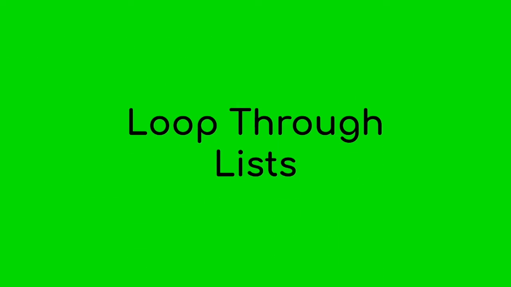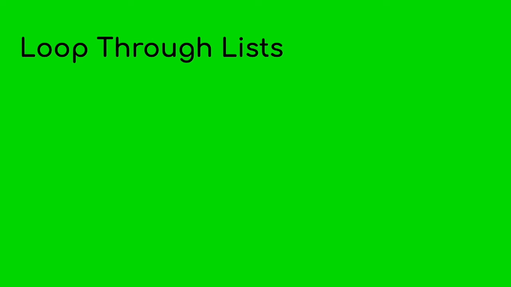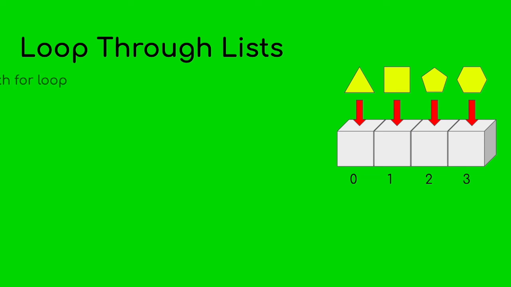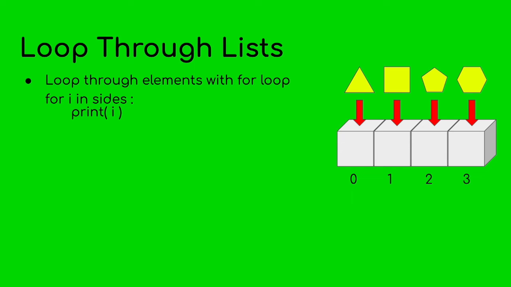So how do you loop through lists? That's what I'm going to tell you now. You could loop through elements with a for loop, and you will do something like for i in the list, colon, and then print i. So i in this case is actually a variable.